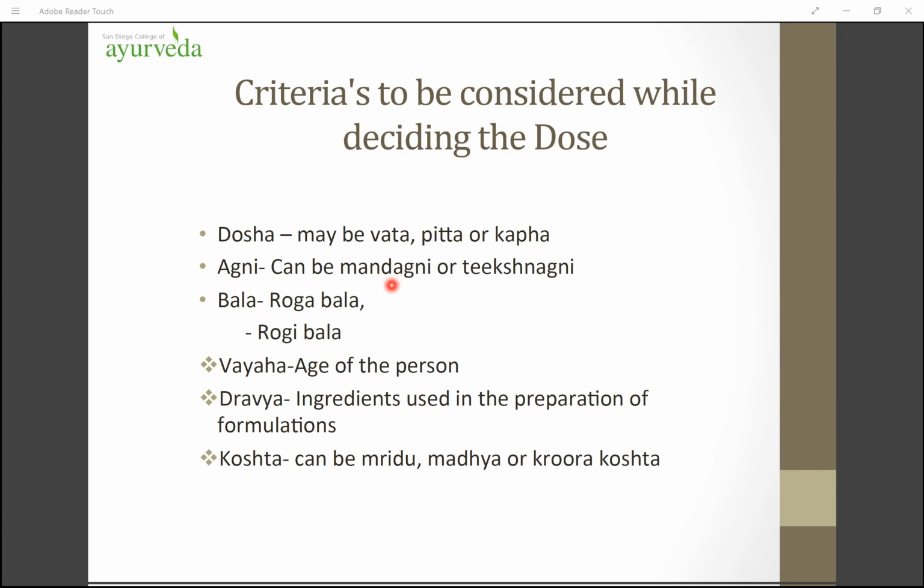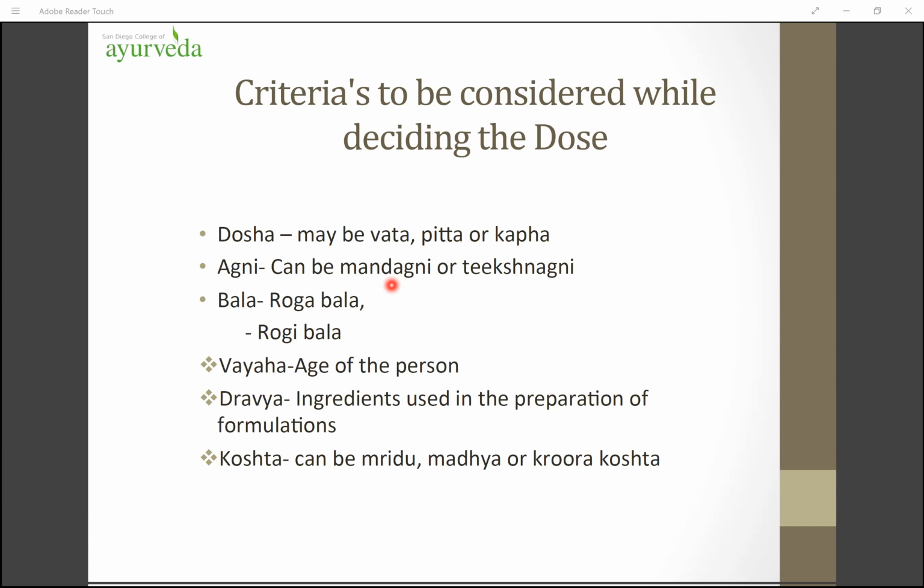So you first need to give something to make the agni a little better. If there's ama, you cannot give high dosages of medicine, because that is not going to digest at all. So you need to give lesser quantities of medicine, and then slowly increase your quantity once the agni comes to normal. So your first line of treatment itself would be correcting the agni.